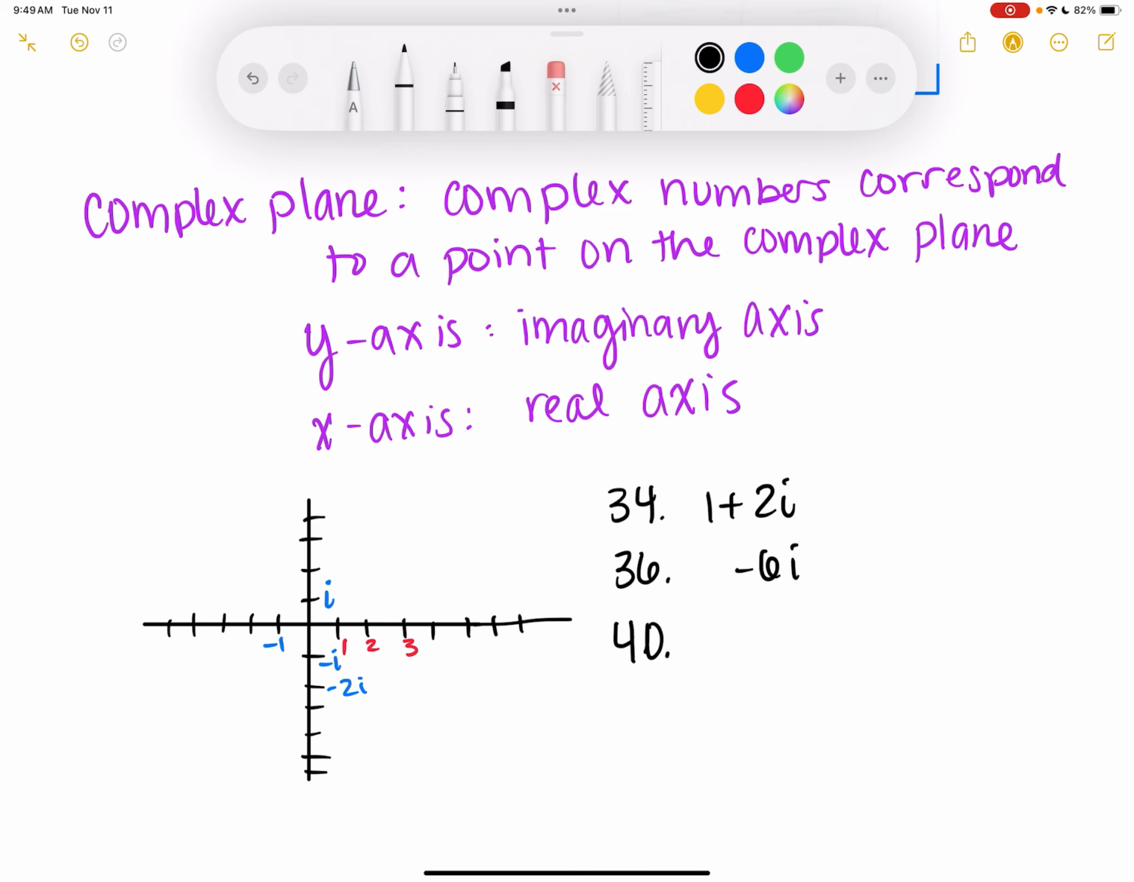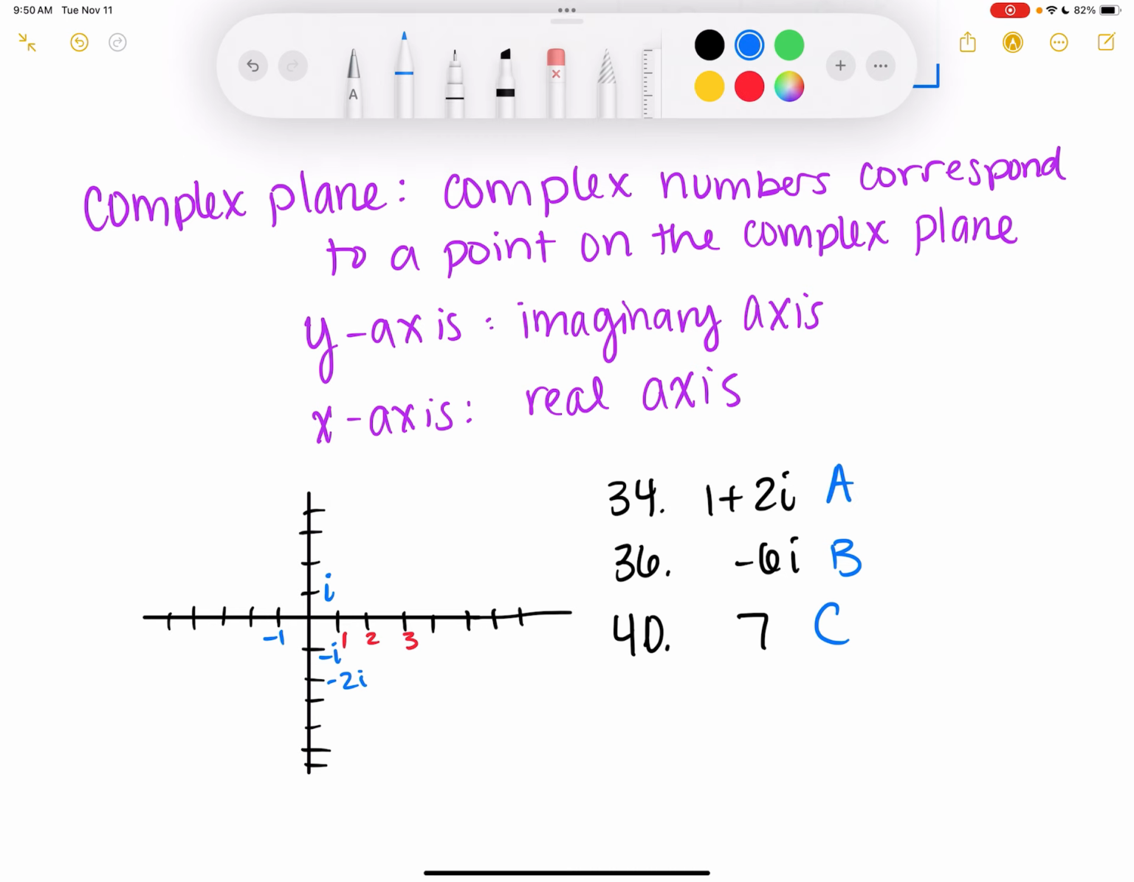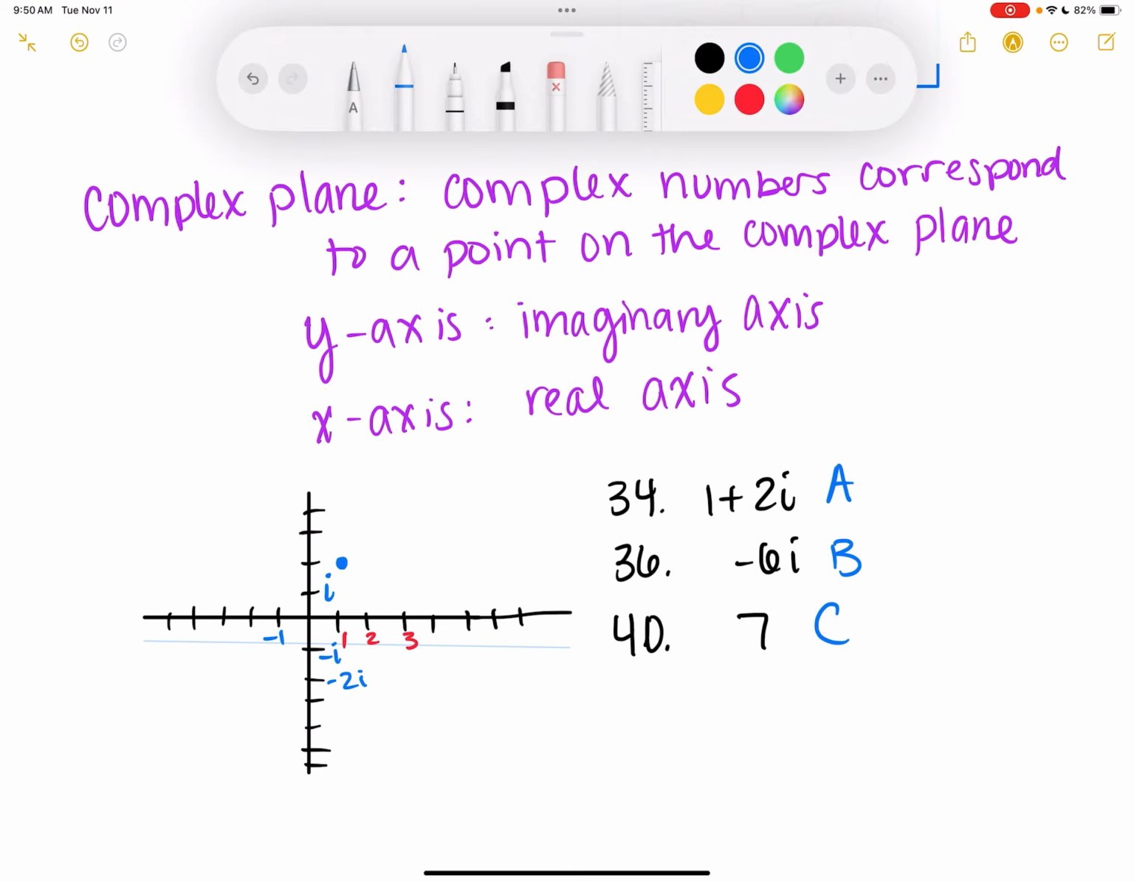All right, so I'm going to call this one point A, this one point B, and this one point C. I erased the 7. All right, so 1 plus 2i, what we do is we go over on the real axis first. So this is a 1, so I go over to 1. And then it's up to 2i. So this point goes right here, and it's point A.